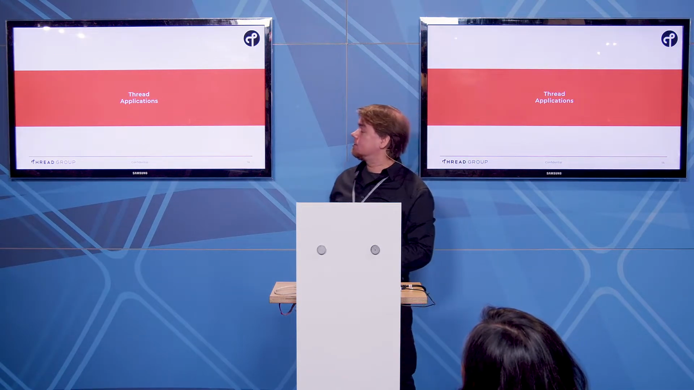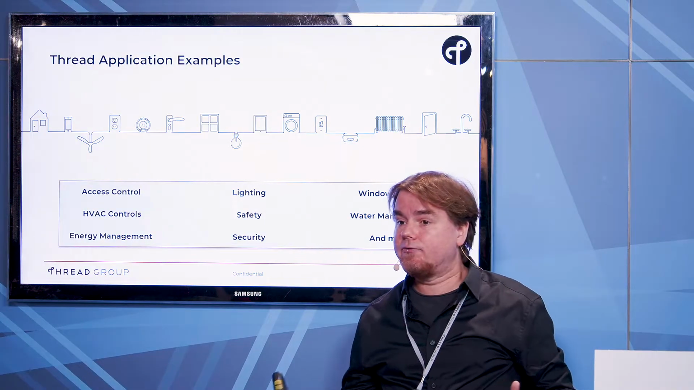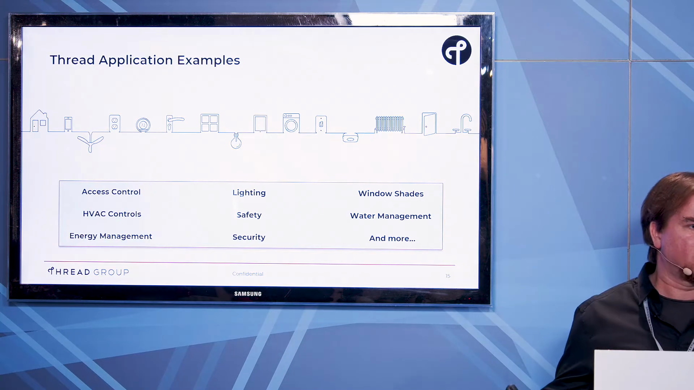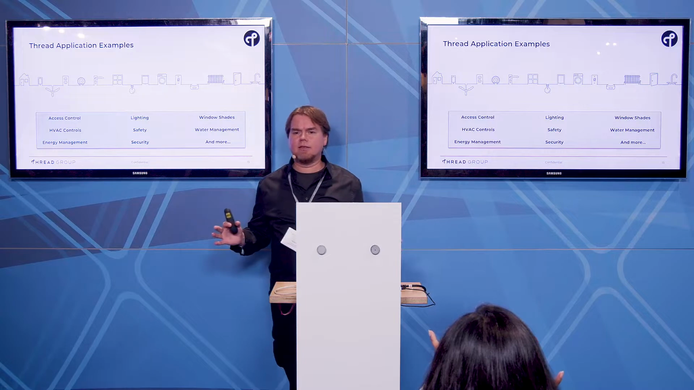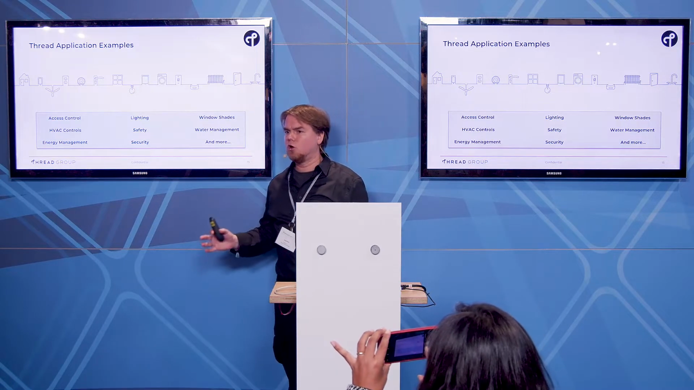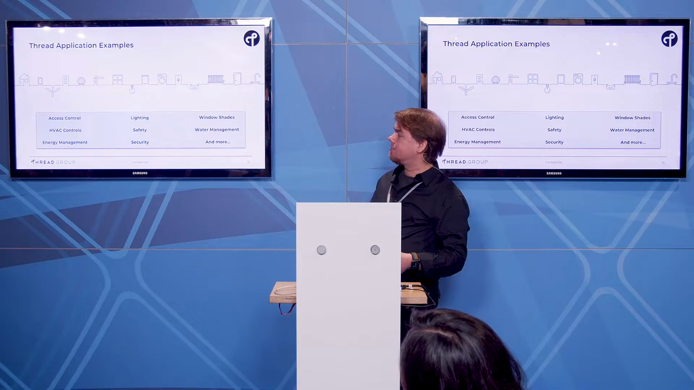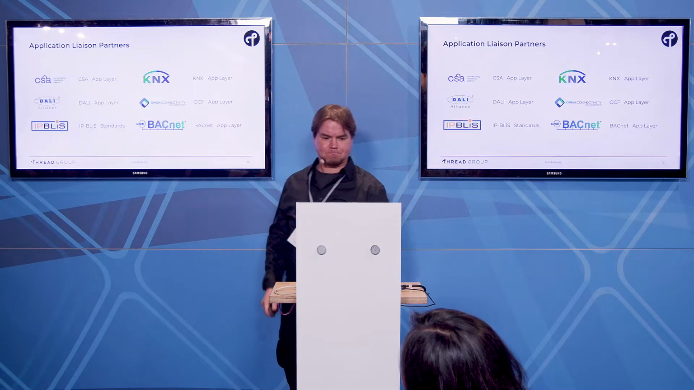The applications that can be used with Thread are many. Like Wi-Fi, you can do whatever you want on the Thread network. It's IP-based, it's agnostic to the application, so I list a couple of them here. It can be anything you can think of which is suitable for a low-power IP-based network. Access control, lighting, safety, your ventilation systems, your air conditioner, whatever.